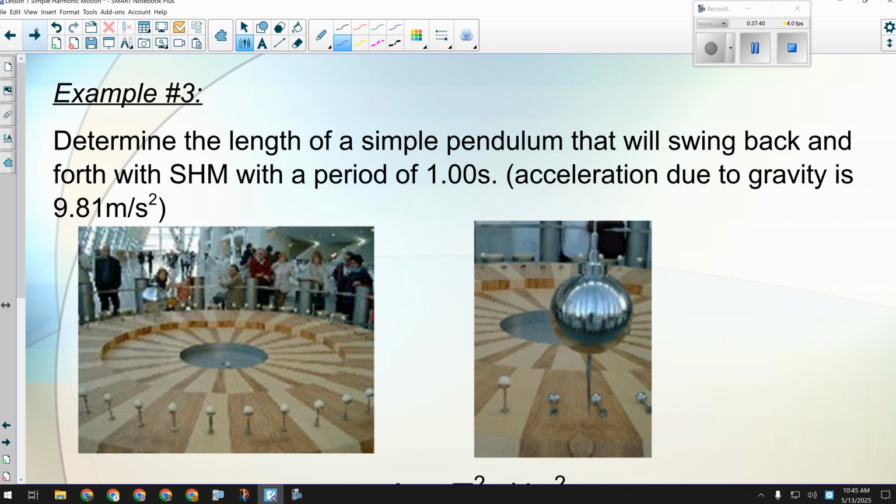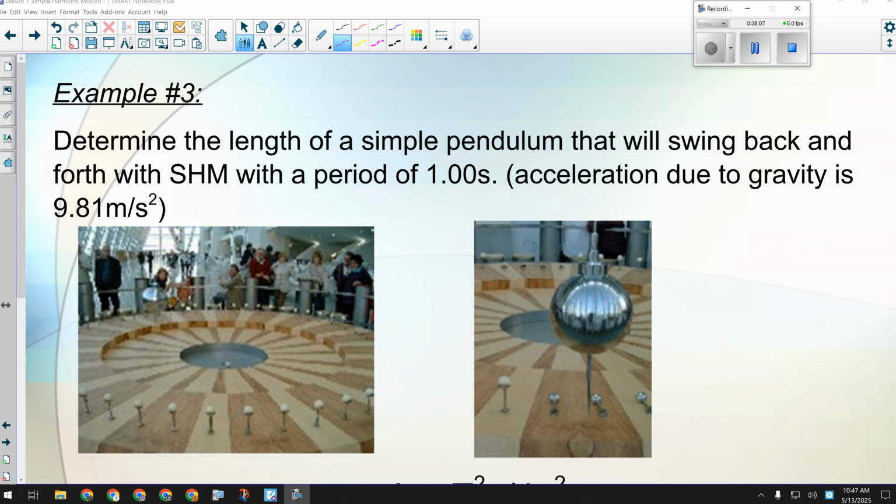Okay, I want you guys to try this one. I'll give you a couple minutes to try and see what the length of this pendulum would need to be to have a period of 1 second under normal Earth gravity, 9.81. Mr. Pumphrey, if you can pause it.